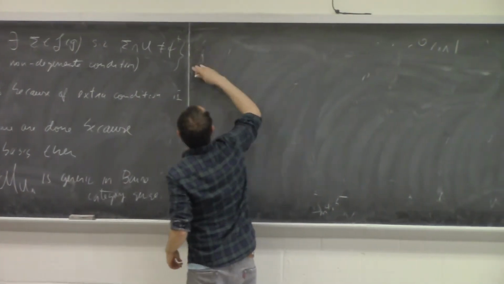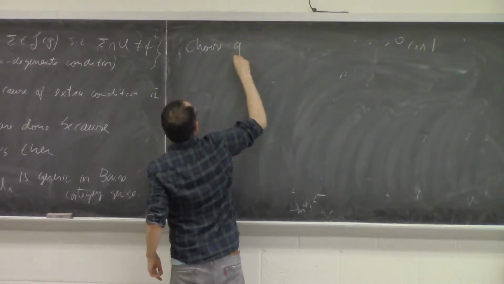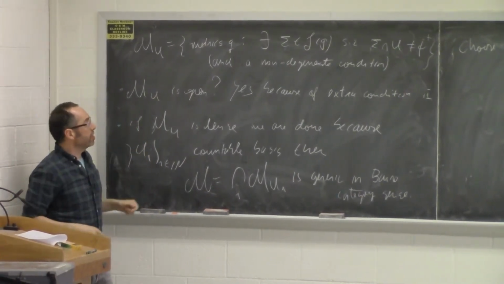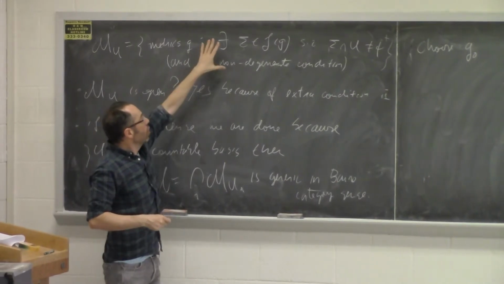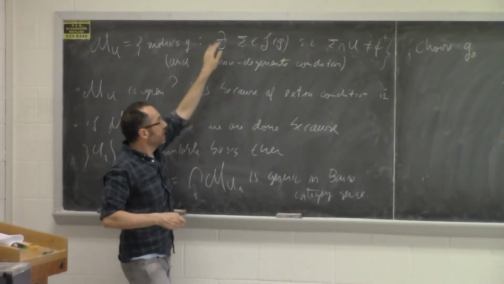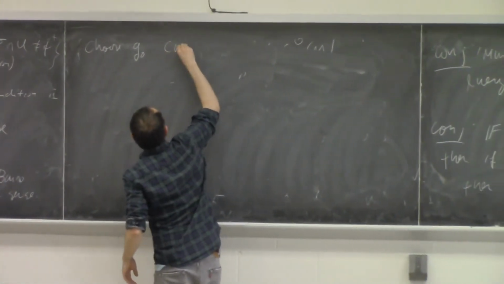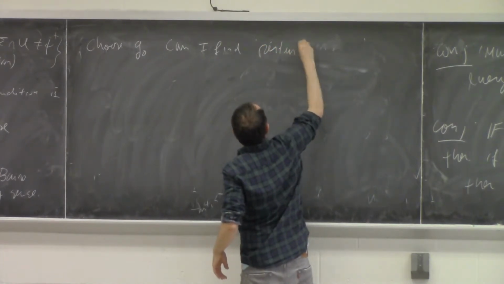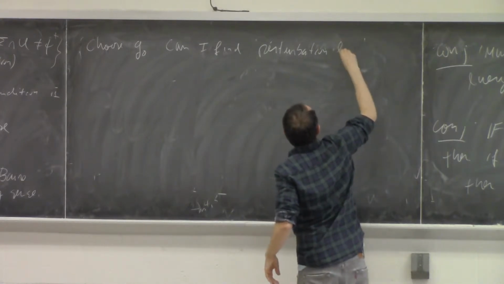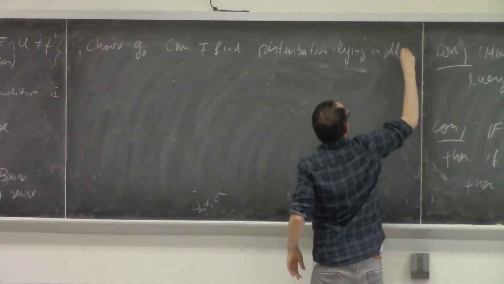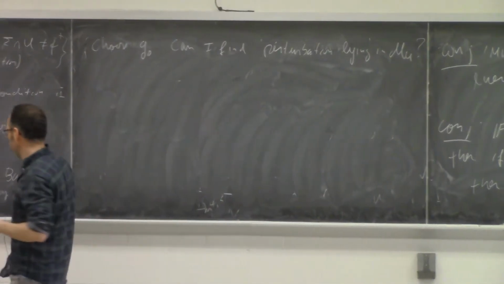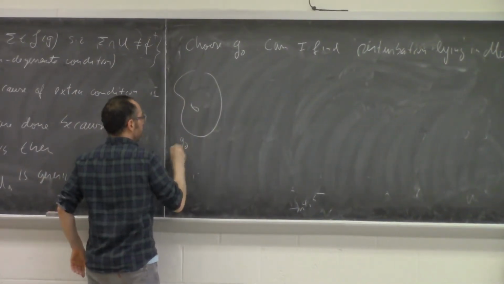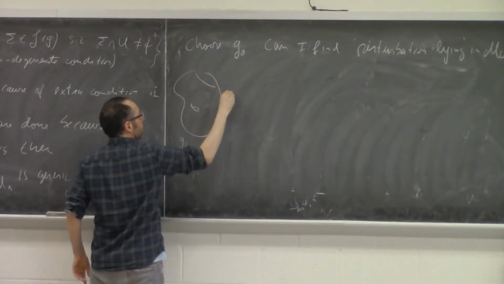So let's do that. So choose a symmetric G0. I want to make sure that I can find a tiny perturbation of G0 such that that tiny perturbation will lie in this set. Choose G0. Can I find a perturbation lying in M of U? So that's the question. So let's do that. So there's my manifold with the metric G0. Now there's my open set. This is the open set U.